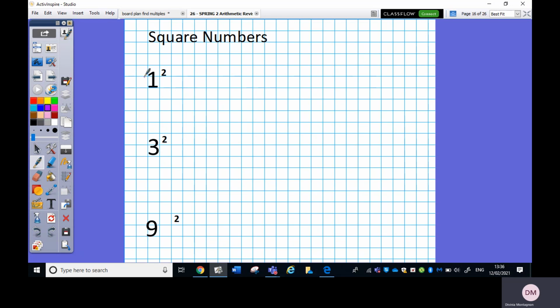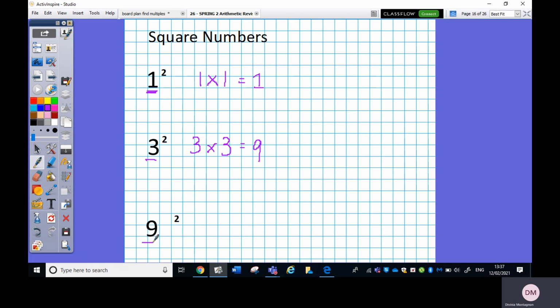Now let's take a look at square numbers. Remember that square number means multiplying the number by itself. So 1 square equals 1 times 1. So the answer is 1. Great. What about 3 square? What am I going to multiply 3 with? Good, 3. So 3 times 3 equals 9.